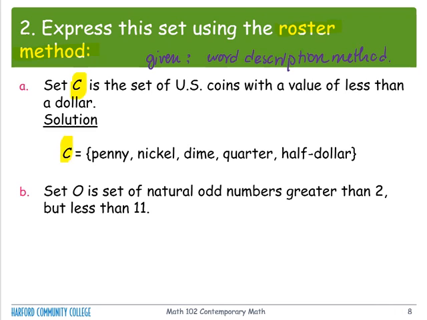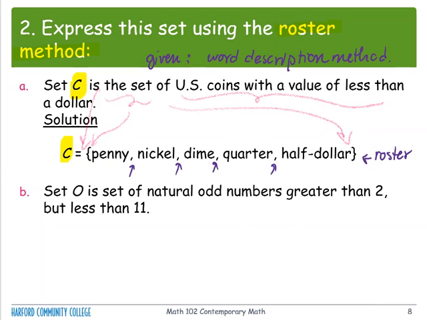The name of the set, equal sign is, the set, the curly bracket open and close, and the common property of the members: US coins with a value of less than $1. Okay, that can be the penny, which is 1 cent, nickel 5 cents, dime 10 cents, quarter 25, half dollar 50. So these are the list of the coins with a value of less than $1. And this form is called the roster form. That's what we are asked to do. So we make a list, we do it one by one and separate them with the comma sign.